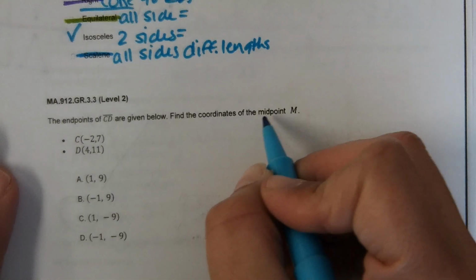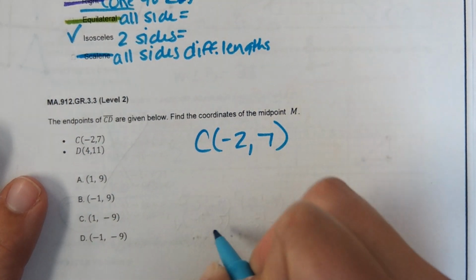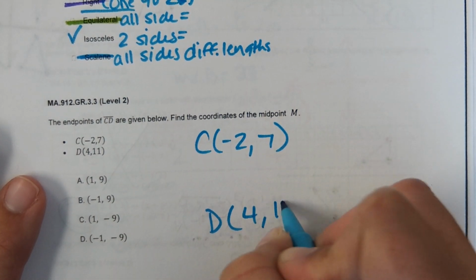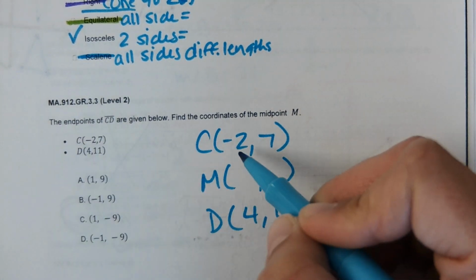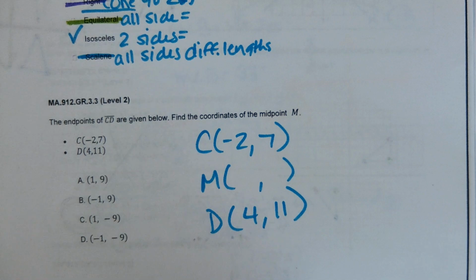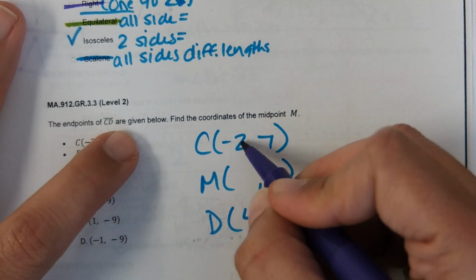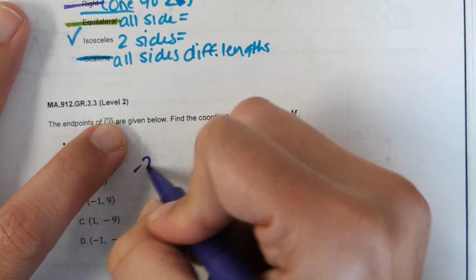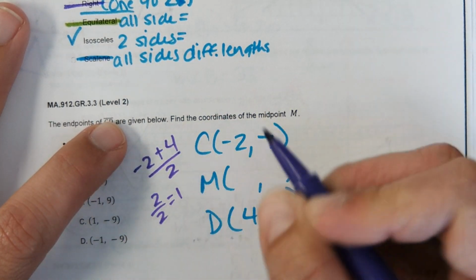It says endpoints C, D are given below. Find the coordinates of midpoint M. So you have C at -2, 7, D at 4, 11, and it wants to know the midpoint. For midpoint, we're looking for the middle of the x values, middle of the y values. Some of you might see it jump out at you, but you can always take the average of those two numbers, -2 plus 4 divided by 2. 2 divided by 2 equals 1.